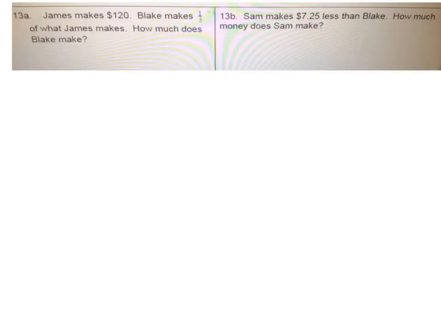Last one. On this one, guys, we're going to switch gears up even more. It says James makes $120. Blake makes 1/5 of what James makes. How much does Blake make? Well, we know James makes $120. We want to figure out how much Blake makes. We know Blake makes 1/5. The word of means times what James makes. James makes $120, right? So it's 1/5 of 120. And that's supposed to be whatever Blake makes.